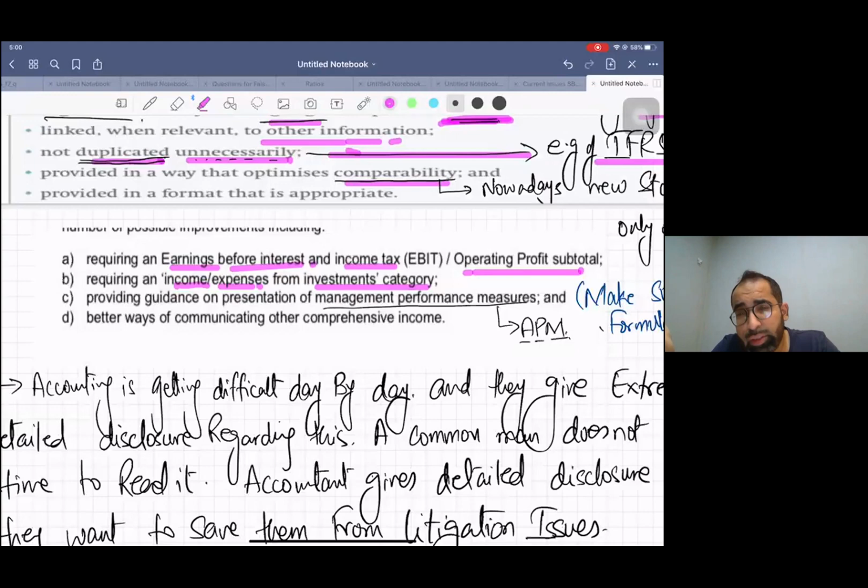So what they do is present only those ratios which are favorable for them, or they use the formulas of their ratios with their own wish. This distorts the comparability.